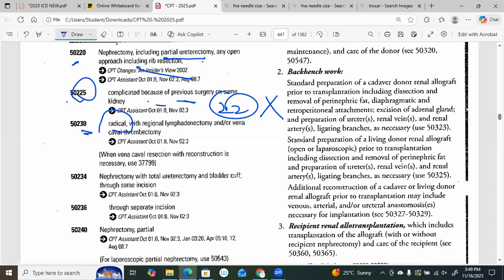Next term we have is radical. What does radical mean? We have already discussed it so many times. Any answers? Radical means whenever the doctor is removing that organ as well as the adjacent lymph nodes.